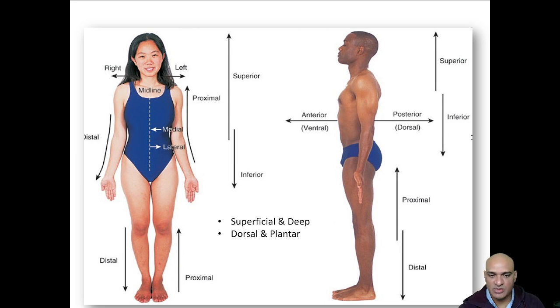Then we have a terminology called dorsal and plantar, and this terminology is only used with respect to the foot. So what we mean by that is the top surface of the foot is called the dorsal surface of the foot, and the bottom surface of the foot is called the plantar surface of the foot. These are the terminologies that you need to know of.